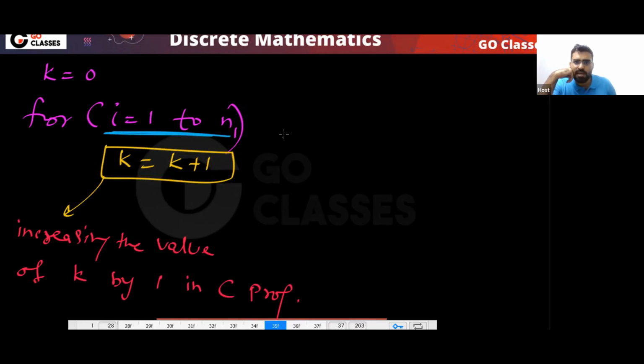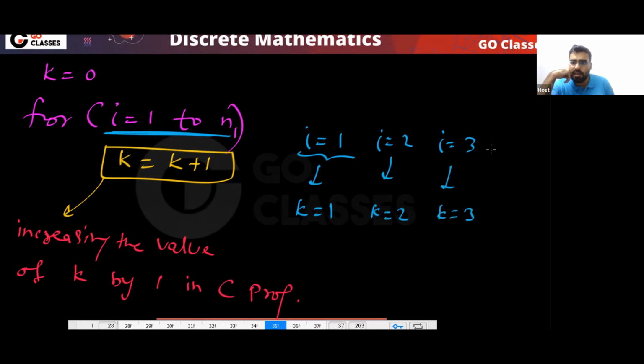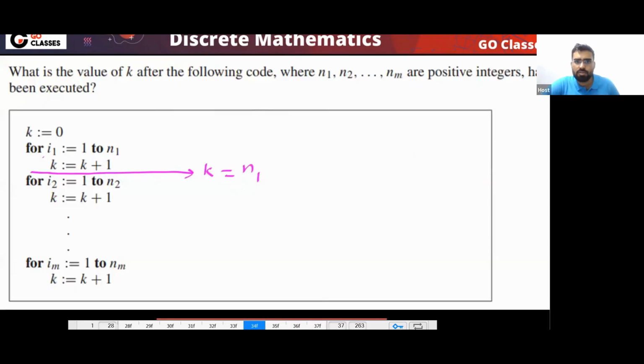So in the first iteration, when your i is equal to 1, then k value will become 1. I value is 2, k value will become 2. I value is 3, k value will become 3, and so on. I value is n1, also k value will become n1. So every time the value is increasing by 1.